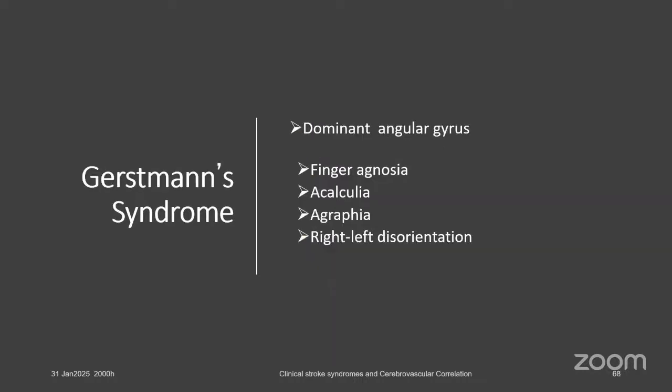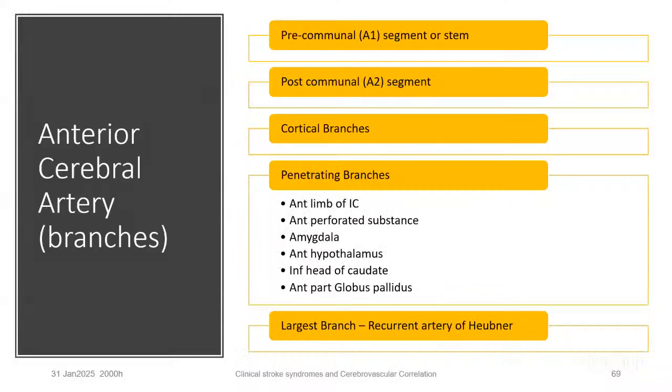The Gerstmann syndrome: the dominant angular gyrus can give rise to finger agnosia, acalculia, agraphia, and right-left disorientation. That particular angular gyrus area is the center for the posterior heteromodal association area I have shown you.